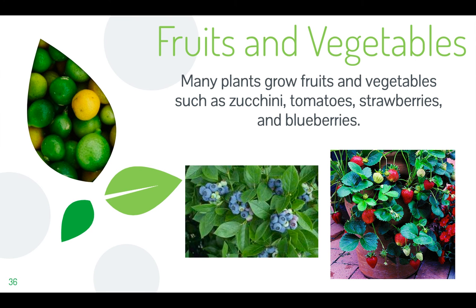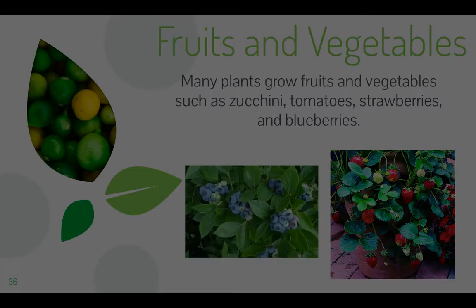All right, so fruits and vegetables. Many plants grow fruits and vegetables such as zucchini, tomatoes, strawberries, and blueberries. Yum. So many plants grow fruits and vegetables, and those are things that we eat. We love fruits and vegetables.